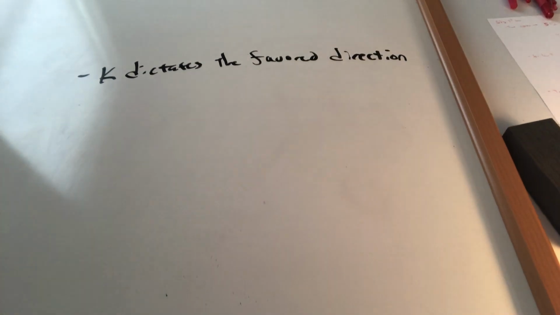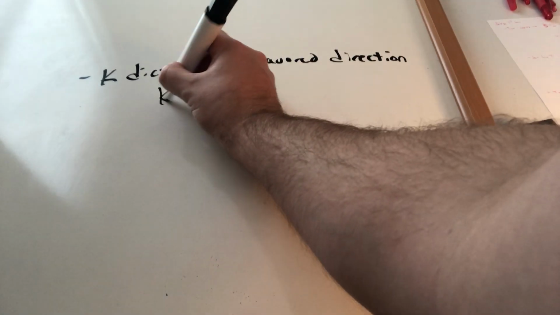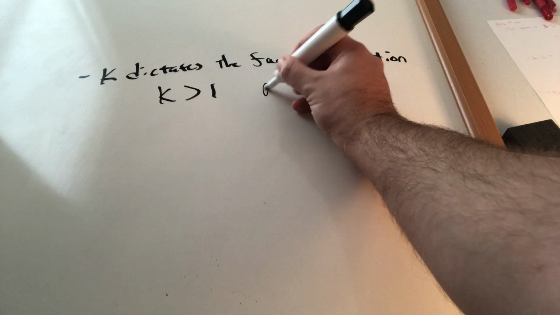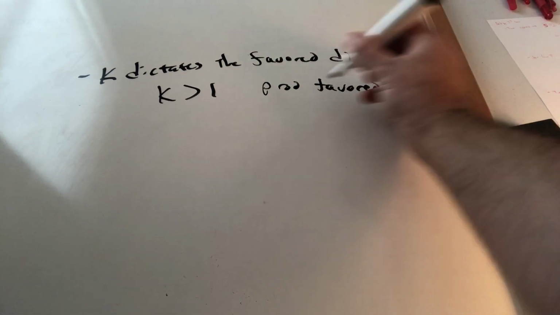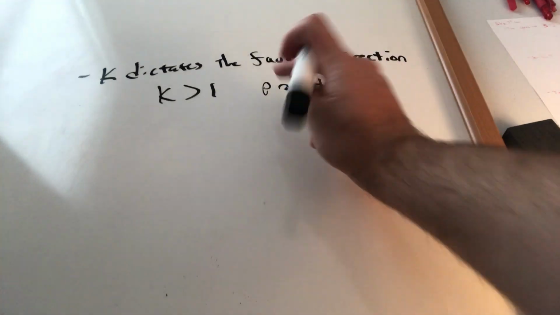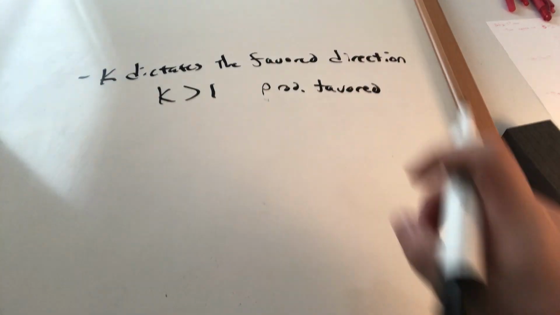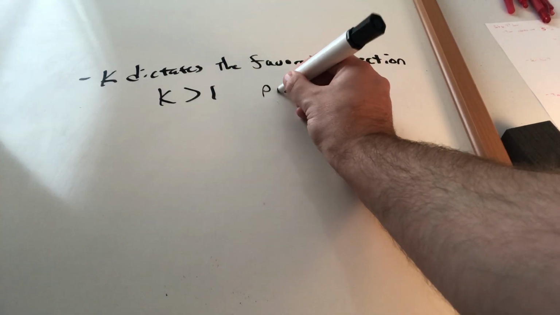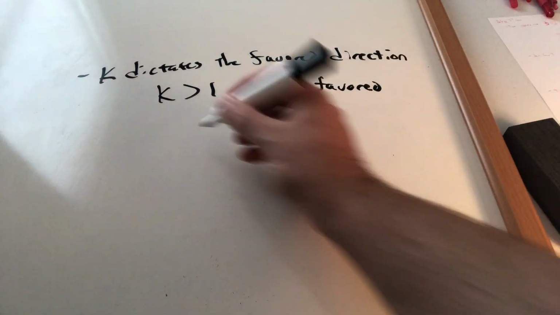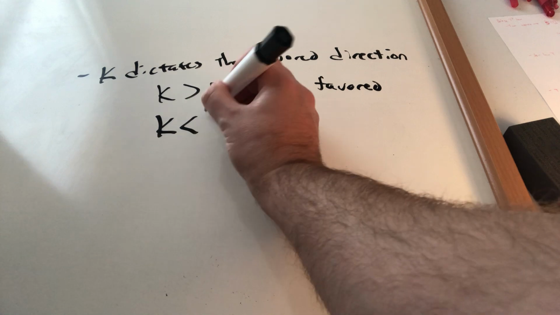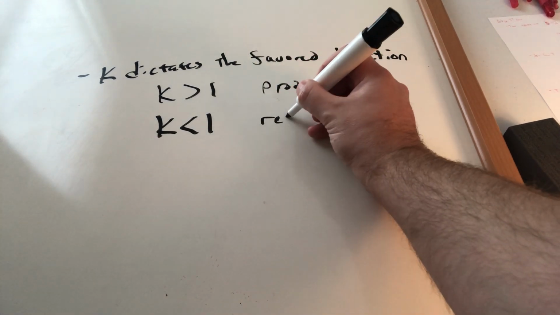Based off our arguments before, if K is greater than 1, then we know that the products are favored. And whenever you see PROD, I'll try to write it more clearly. Whenever you see PROD, that's going to stand for the product side. Based off our arguments that we just made, when K is less than 1, the reactants are favored.